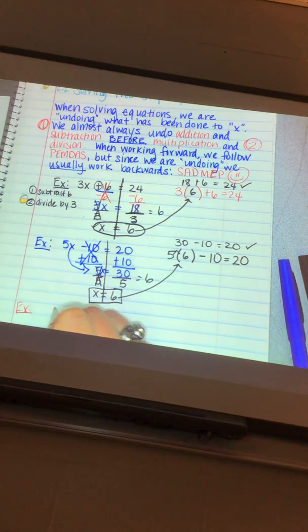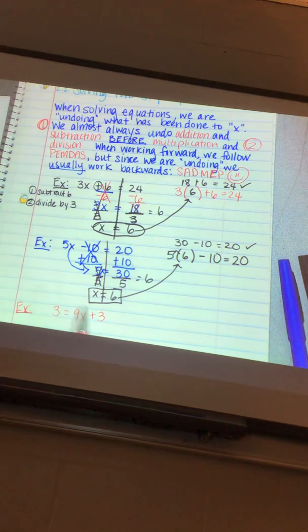3 equals 9x plus 3. Okay, don't be concerned and freak out when you see that the x's are on this side of the equal sign instead of over here like they were in our other examples. You don't do anything differently. You will be okay. We do the same steps in the same order.